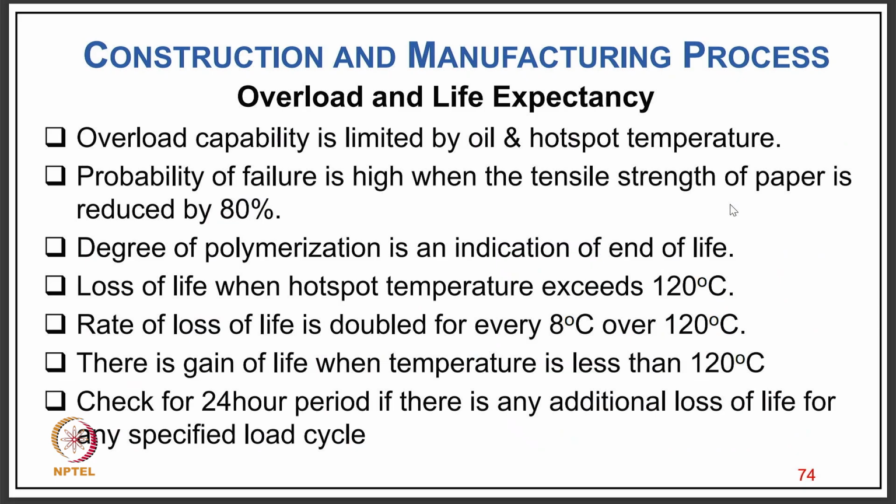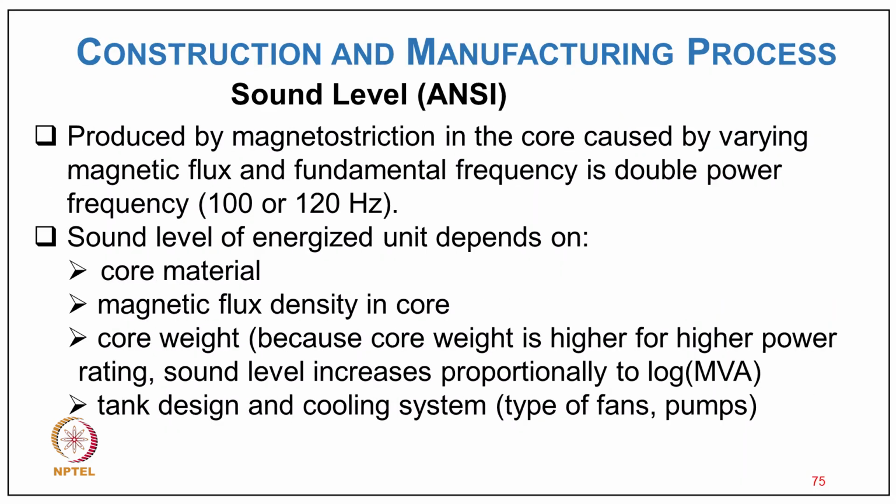Now coming to overload and life expectancy. The overload capacity is limited by the oil and hot spot temperature, and the probability of failure is high when the tensile strength of the paper is reduced by 80%. The degree of polymerization is also an indication of end of life. There is loss of life when the hot spot temperature exceeds 120 degrees Celsius, and the rate of loss of life doubles for every 6 degrees over 120 degrees. There is a gain of life when the hot spot temperature is less than 120 degrees, and check over a 24 hour period if there is any additional loss of life for any specified load cycle, because sometimes the load cycle is also changing a lot on the transformer.